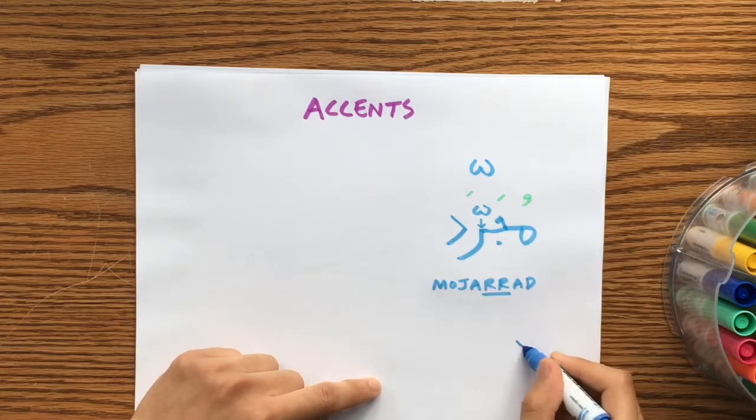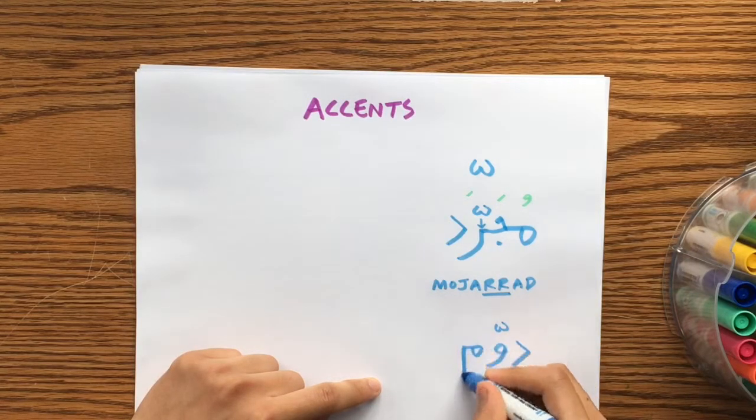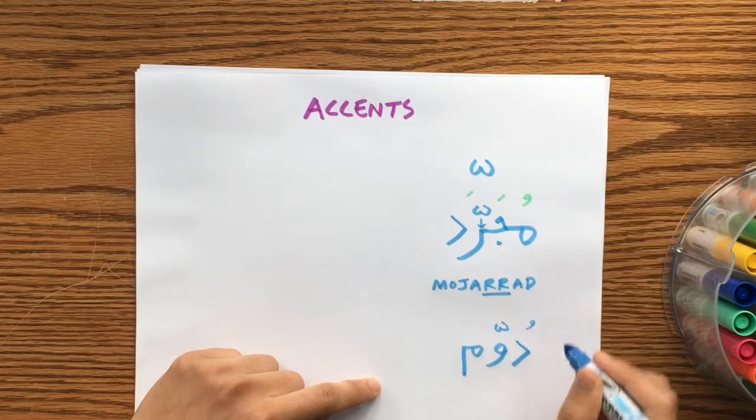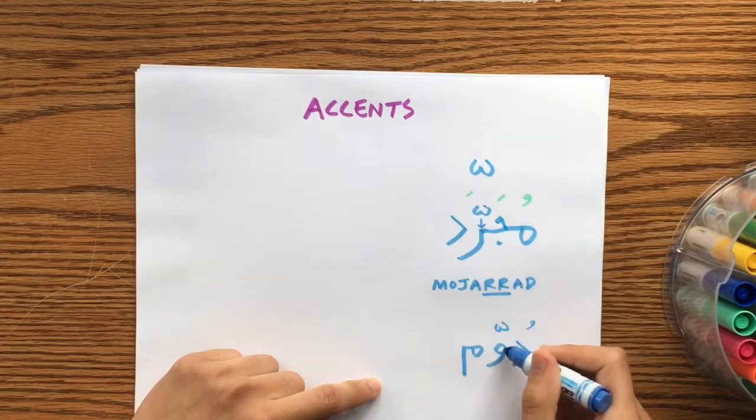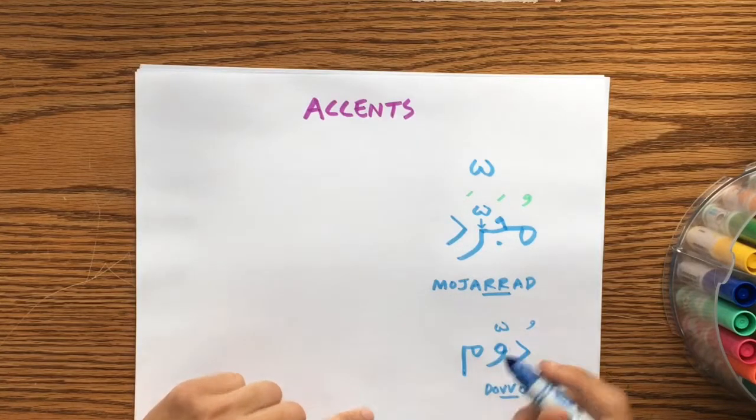And then you have dovom with an invisible O up here. Dovom means second, like first, second, third. Do, vom. And you gotta stress that vav.